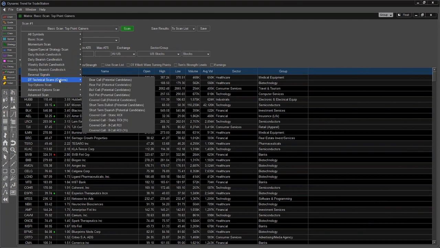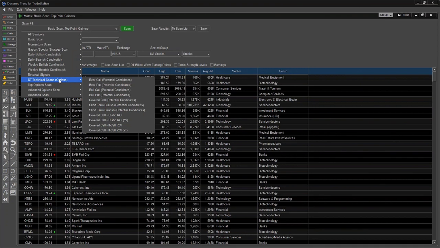Technical scans, if you're looking at specific types of trading strategies. So for instance, if you're looking for a covered call candidate. Now, what does a covered call candidate mean? Well, that means that the historical volatility for the stock is low, but the implied volatility for the options are high. To scan 3,000 symbols manually to find that would probably take you a week, or maybe even longer. We do that automatically for you.